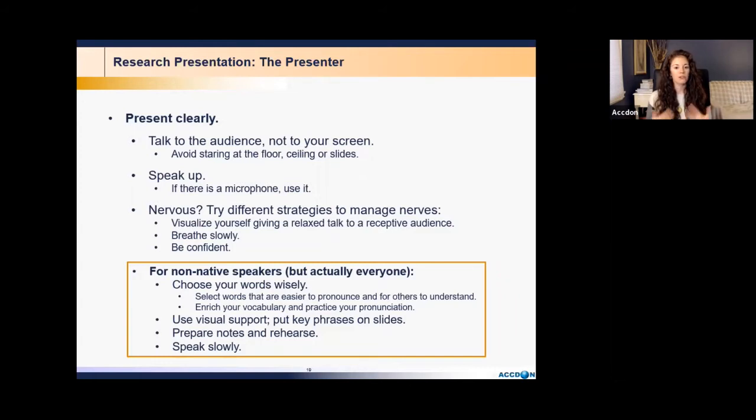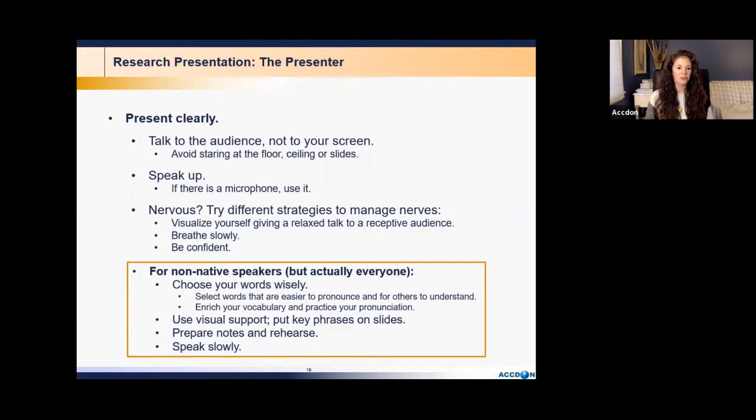It's also important to speak up. Make sure that you are loud enough and that your audience can hear you. We recommend that if there is a microphone, which is often the case at conferences, you should use that. And many of us are nervous. I know that I am a very nervous person when it comes to giving a talk, so there are different strategies to manage nerves.